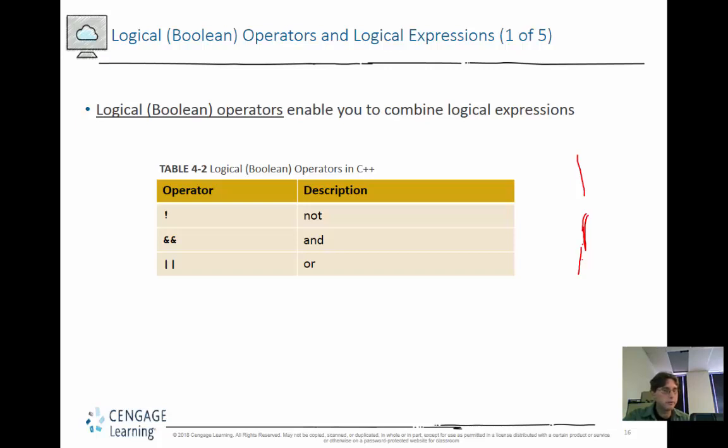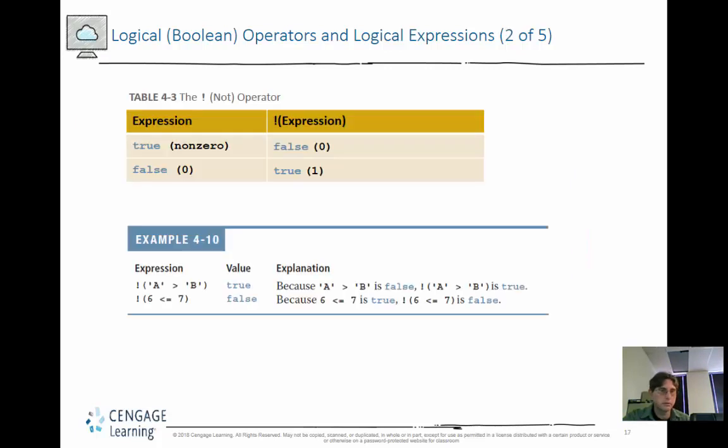There's actually operators in C++ that are one ampersand and one pipe sign, but they do different things. Those are the bitwise operators. So we're not using those. Right? So let's talk about how these things work.